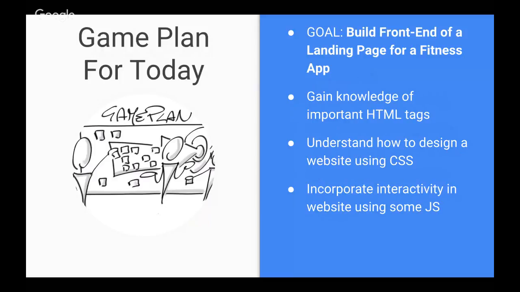So here's the game plan for today. We're going to build the front end of a landing page for a fitness app. So the concept here is, imagine you are the web developer, and the fitness app is one that sends you an email with a 5-minute or a 6-minute high-intensity interval training workout. So the idea is we're going to create the basic landing page.